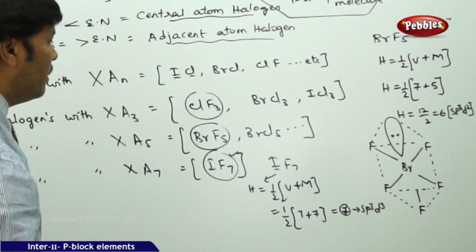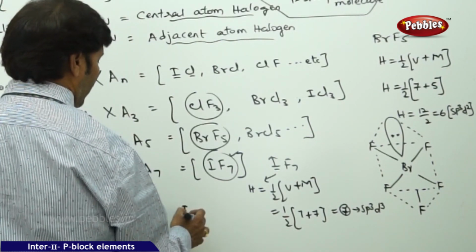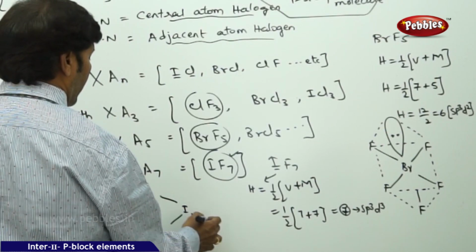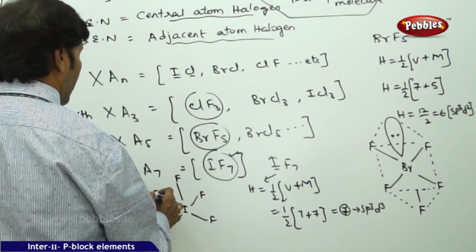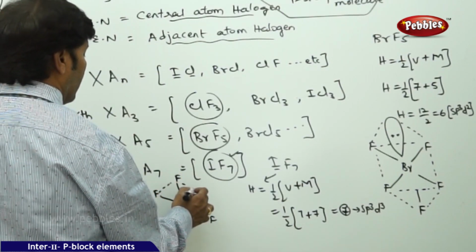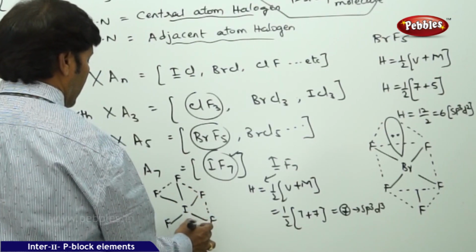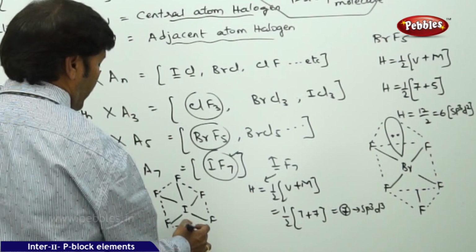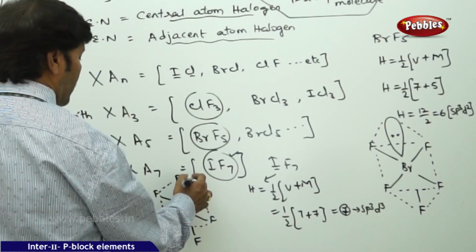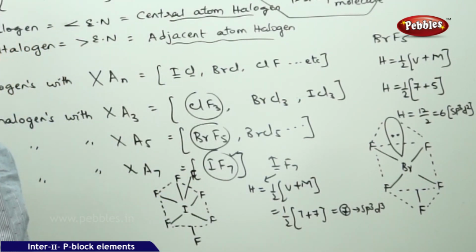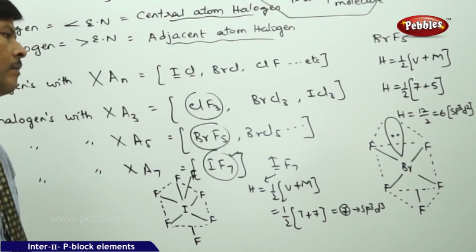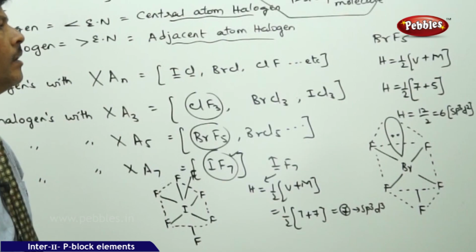So pentagonal bipyramidal, if you take, that is a pentagon. First I am going to create a pentagon like this. Fluorine, fluorine, fluorine, fluorine and fluorine. And bipyramidal we are saying, so take one more fluorine here and cut the pyramid like this. This is the pentagonal bipyramidal structure of iodine heptafluoride, and that is square planar bipyramidal, that is the BrF5 molecule.